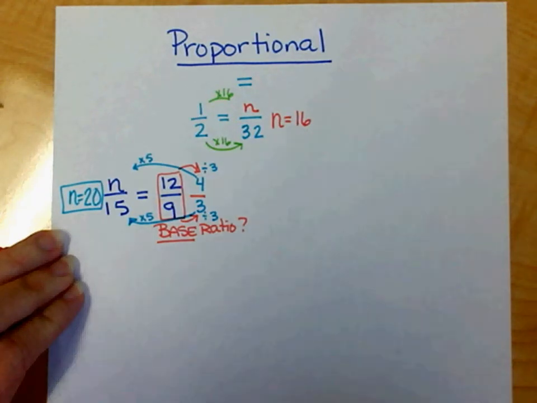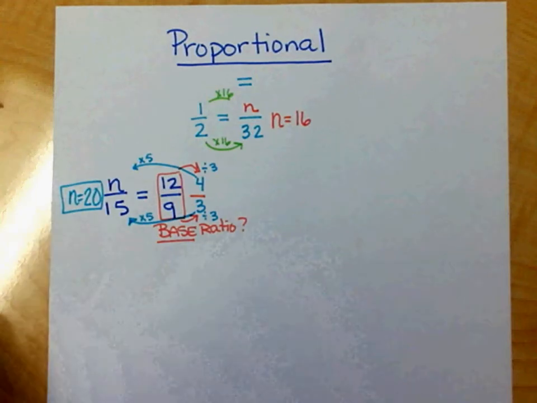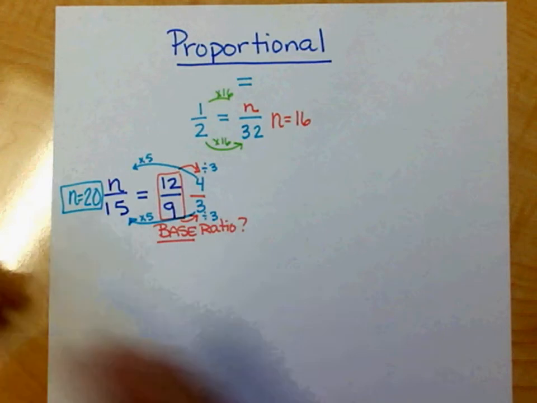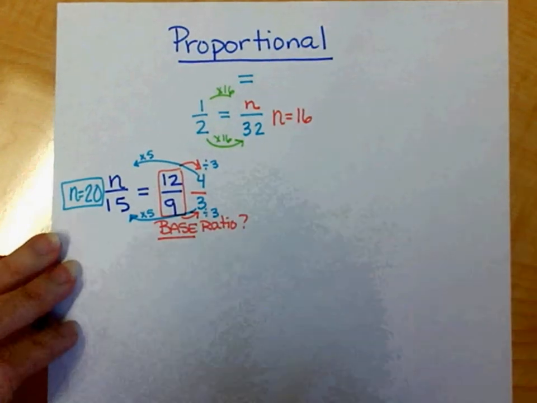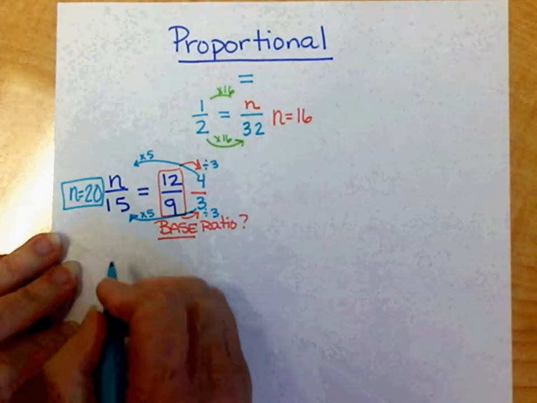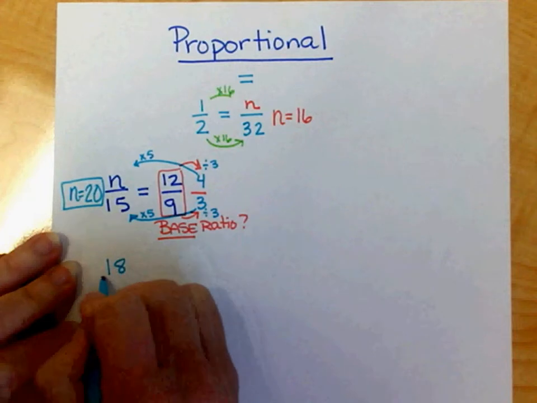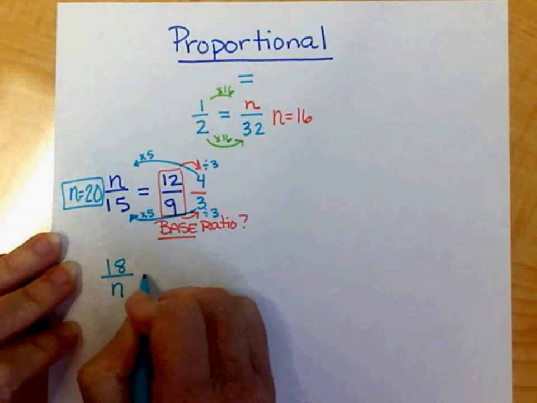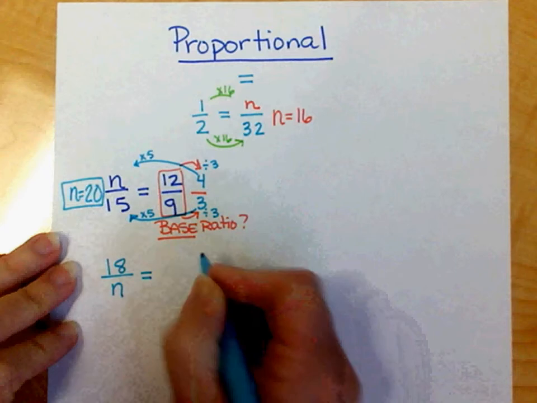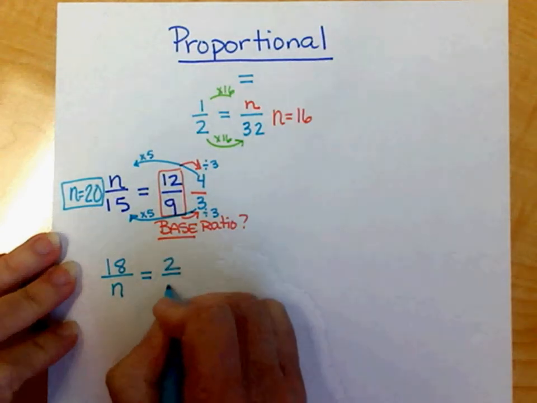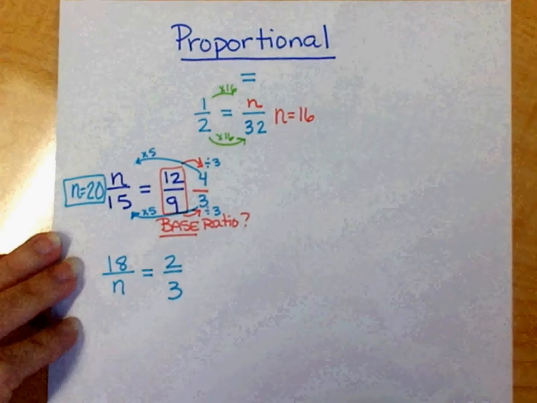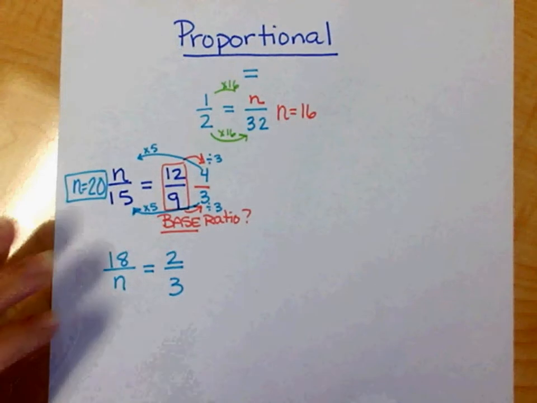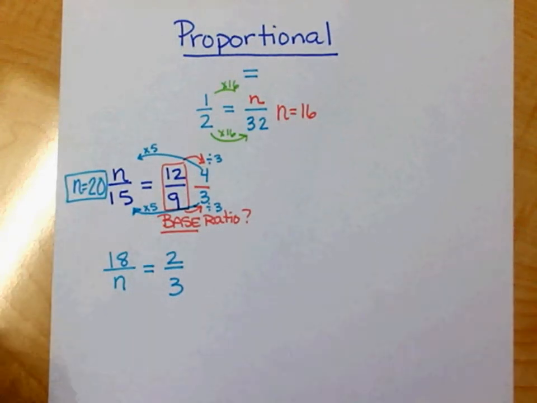So, let's try one more, and don't forget, let's try and reduce if we need to, or just simply solve. I have 18 over n is equivalent or proportional to 2 over 3. Don't forget, yesterday we talked about our scale factor being a multiply by. So let's see if we can do that.